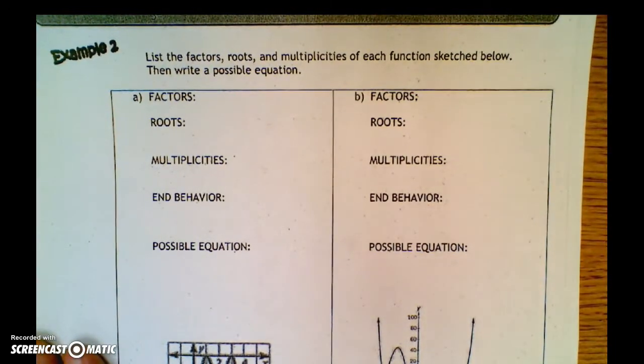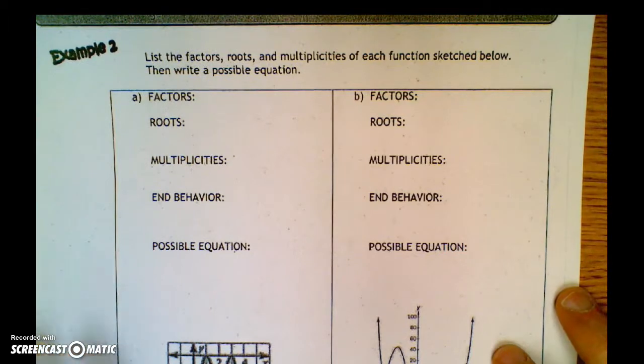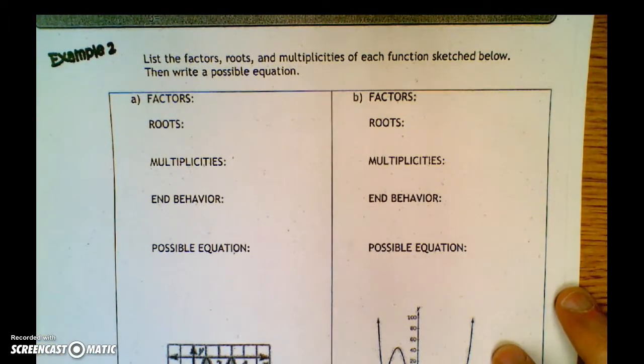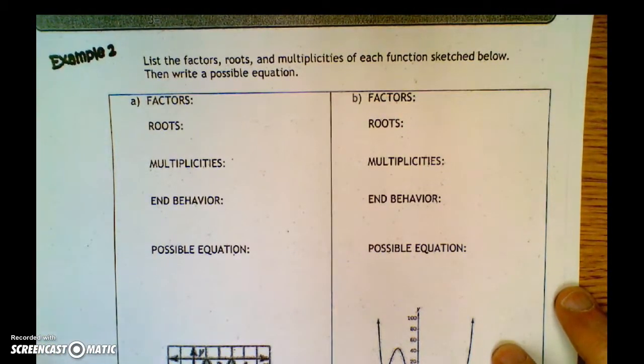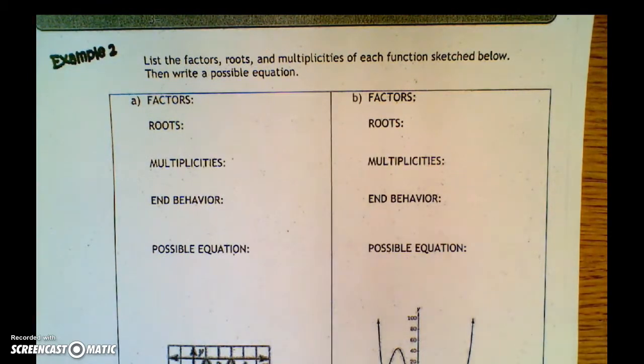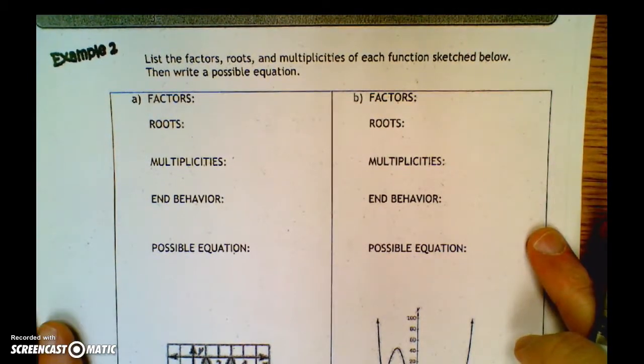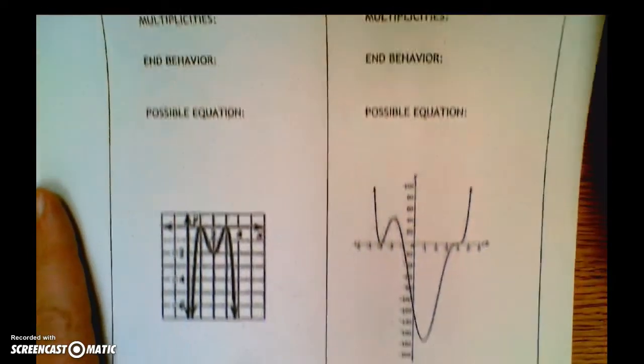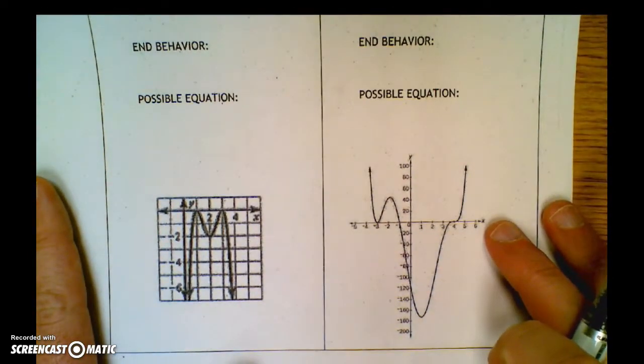Alright, this is Unit 3 Polynomials. We're working on Day 2, Example 2. It asks us to list the factors, roots, and multiplicities of each function sketched below. Then write a possible equation. So let's take a look at our graph.